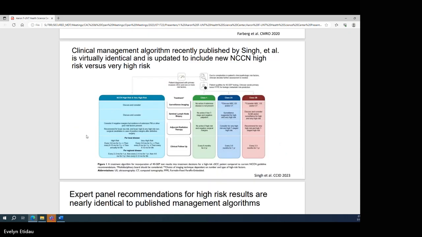Now, there is consistency in this approach in a more recently published study by Dr. Singh et al. The management algorithm recently published by Singh is similar and is updated to include the new NCCN high risk versus very high risk group. Next slide, please.